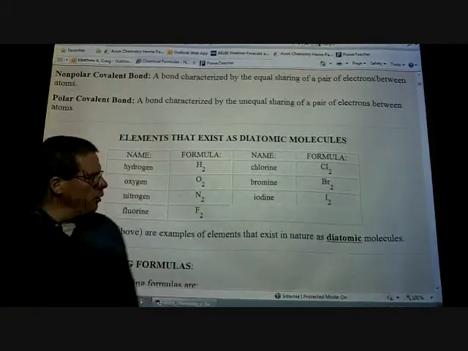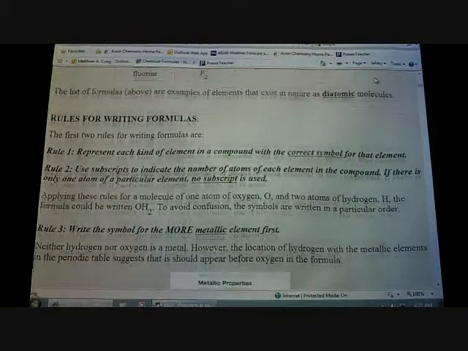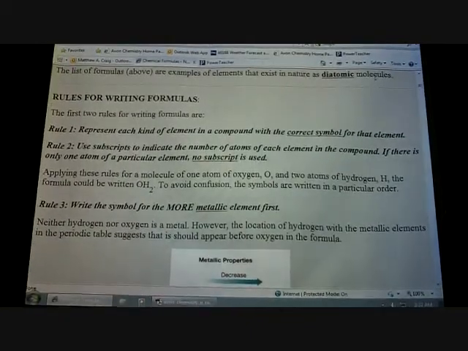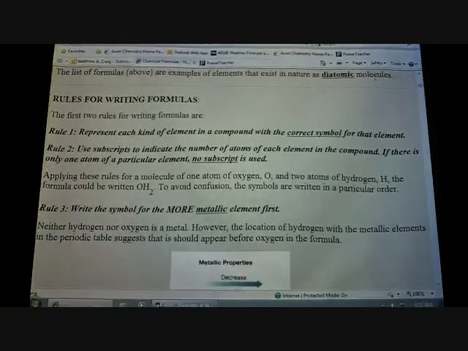I honestly don't know why I put it in the notes at this point right here. Rules for writing formulas. A lot of this should be the same as what we talked about before we left for break, which was an awesome break. I like these 2-week breaks.